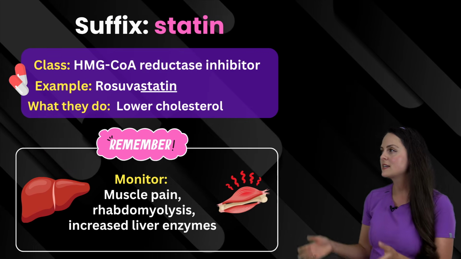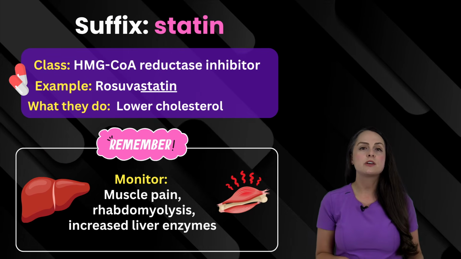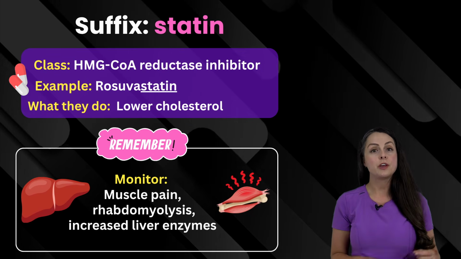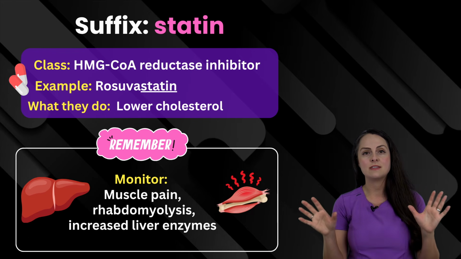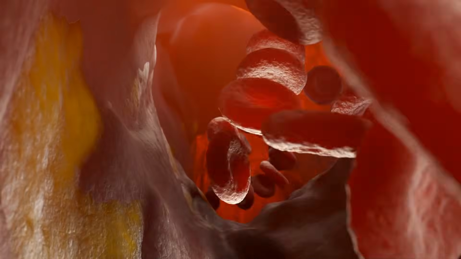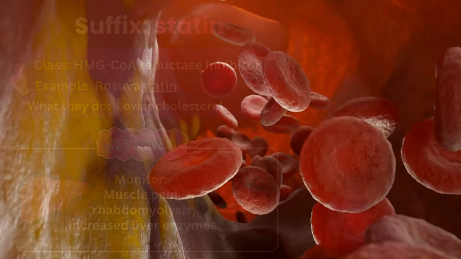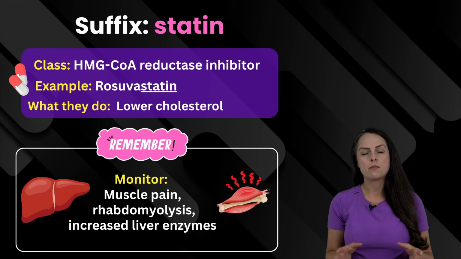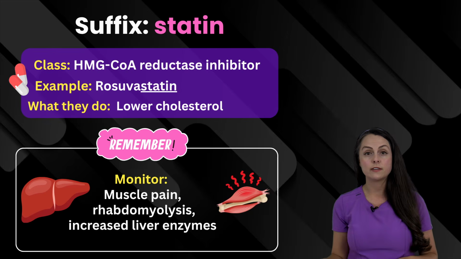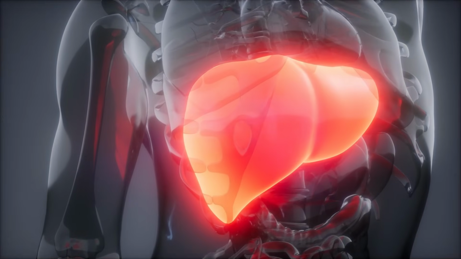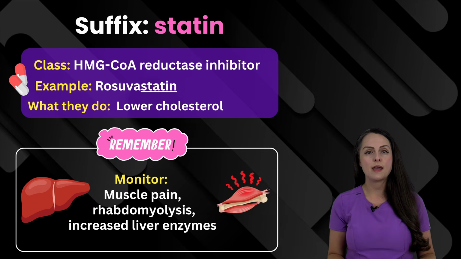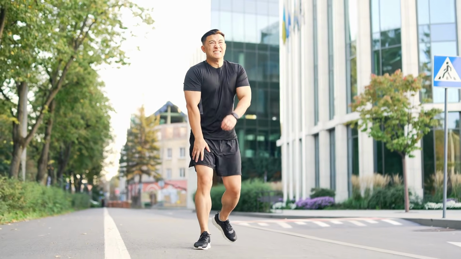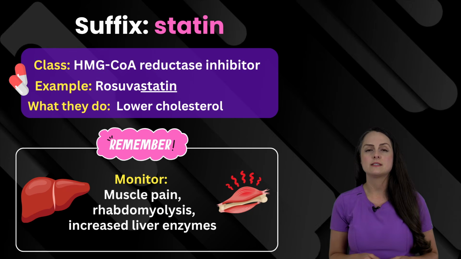Then we have the suffix -statin. These are associated with the HMG-CoA reductase inhibitors. And all that fancy term means is that these medications are going to lower your cholesterol. However, with these, there's a couple things that you want to monitor for. First up, you want to monitor that liver function. It can elevate those liver enzymes. Also, assess your patient for any muscle issues like pain because it can lead to a condition known as rhabdomyolysis.